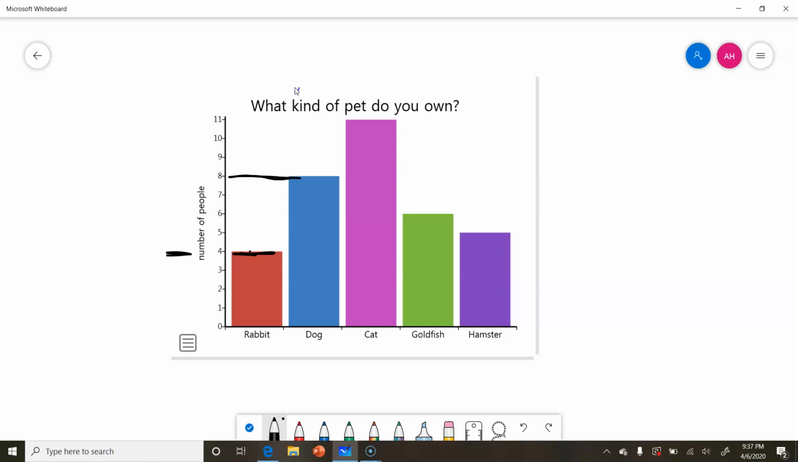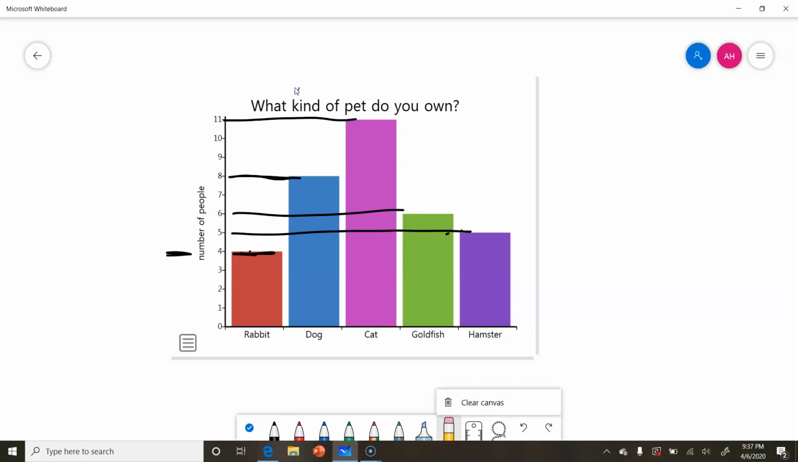I come up here, that's at 8, so 8 people have a dog. 11 people have a cat. 6 people have a goldfish. And 5 people have a hamster. That's how we interpret that. It's very easy. You guys are definitely capable of doing that. I don't need to beat the bush on that point. I believe in your abilities, okay?